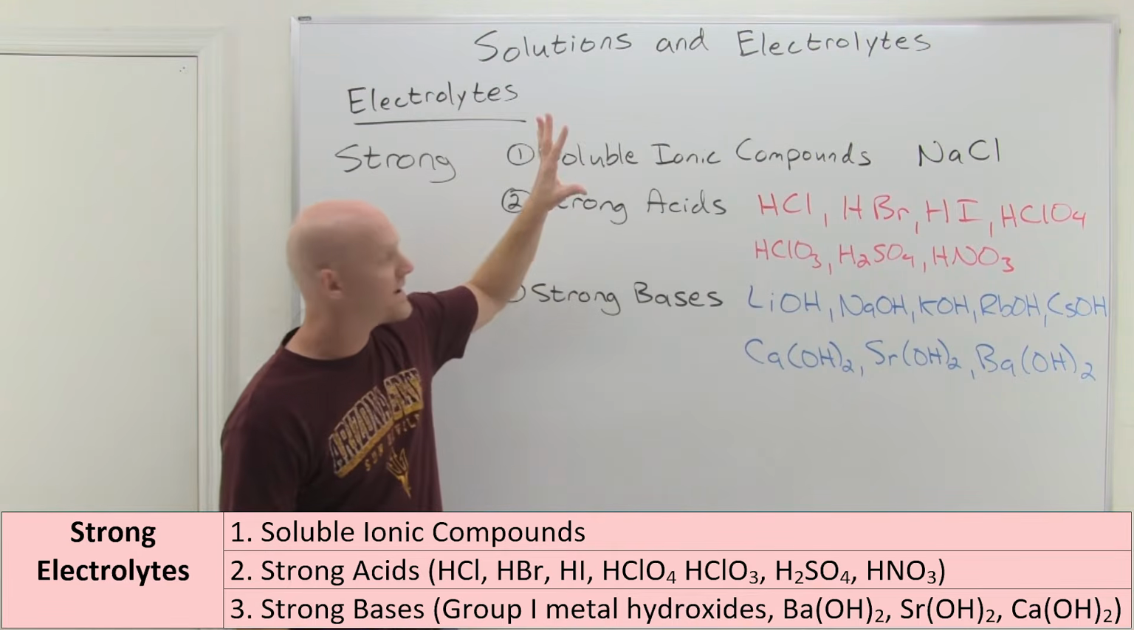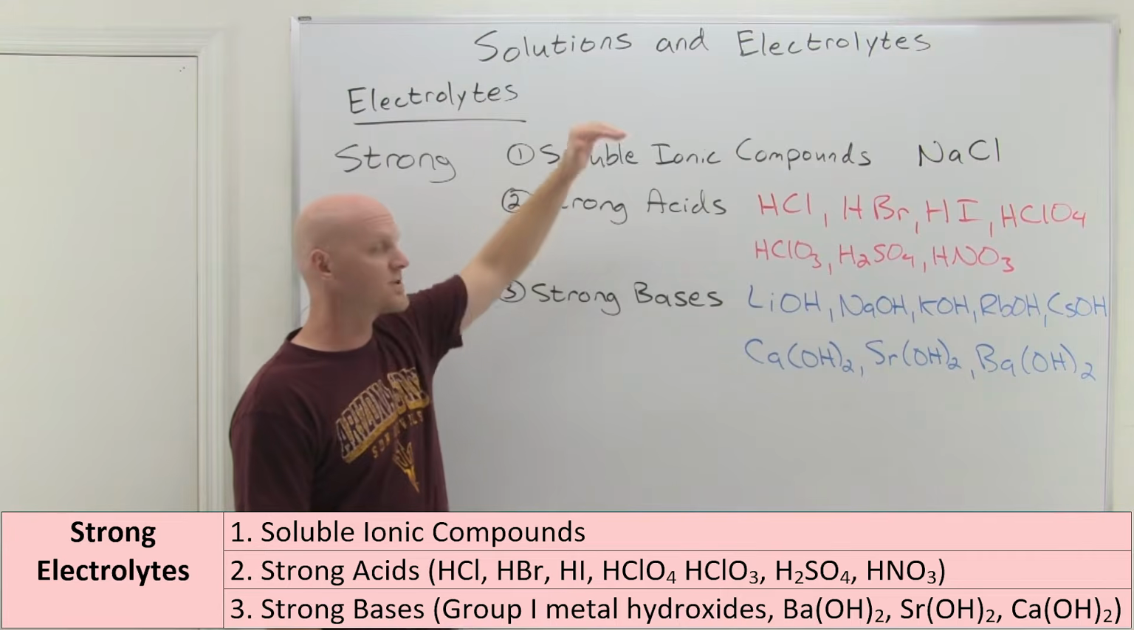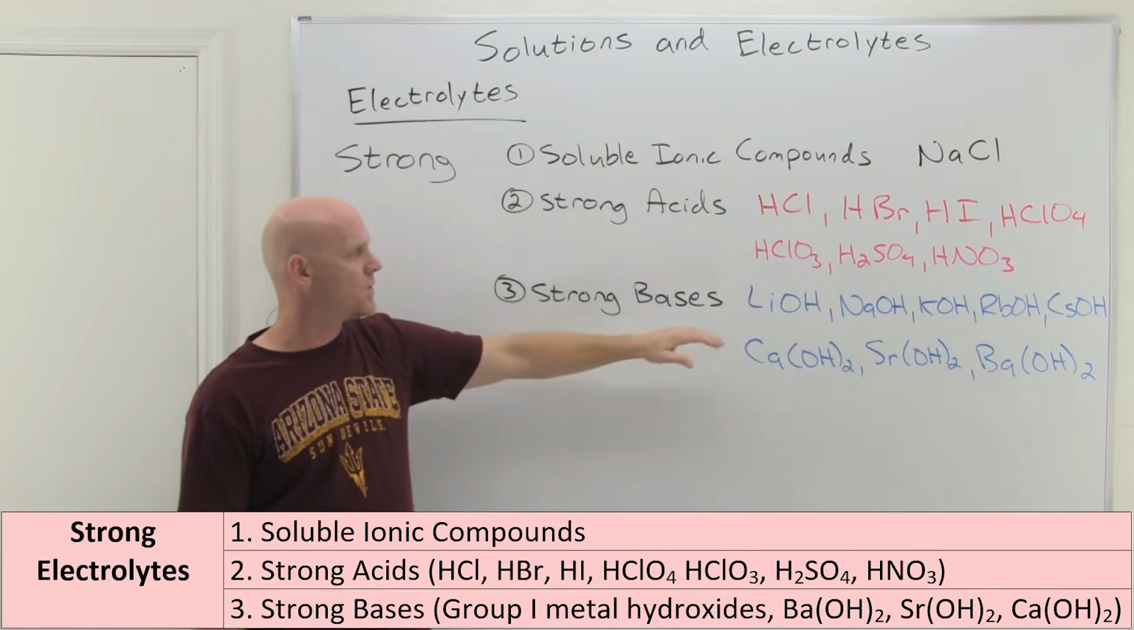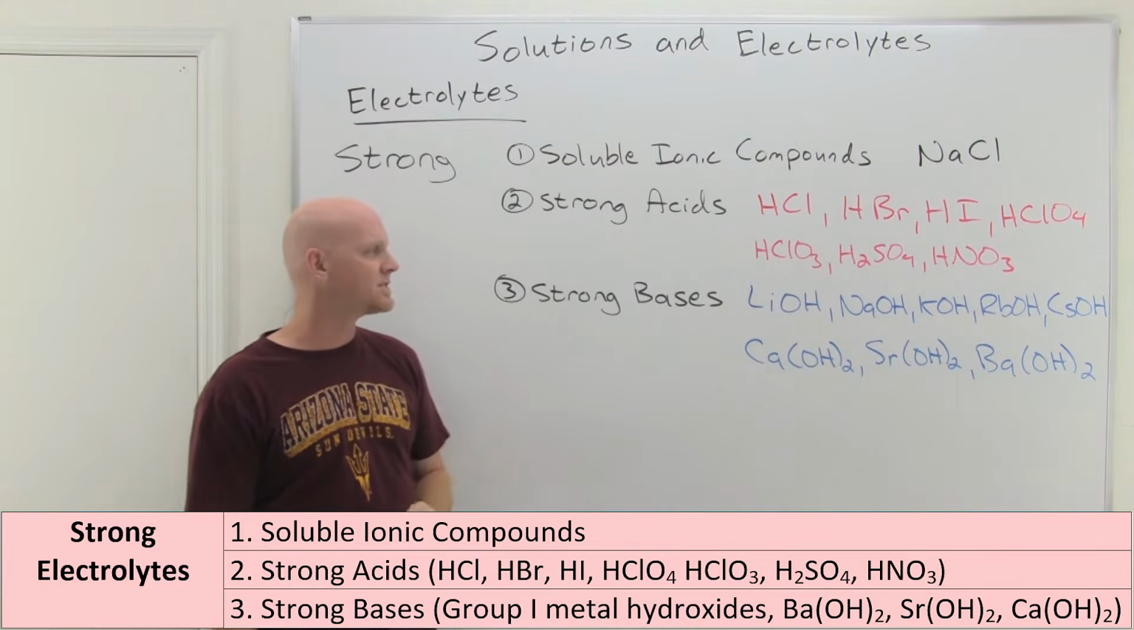Cool, so there's how you recognize strong electrolytes. It's either a soluble ionic compound, and again, we'll cover those rules in a little bit. It's one of your 7 strong acids, or one of your group 1 or 2 metal hydroxides here for your strong bases.